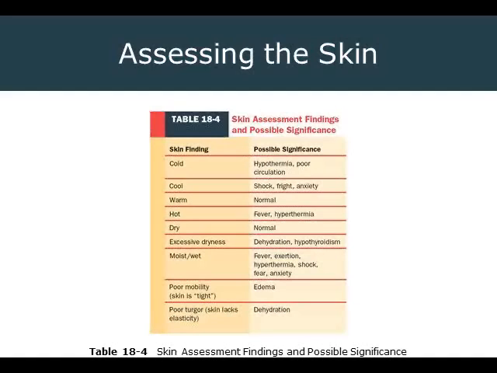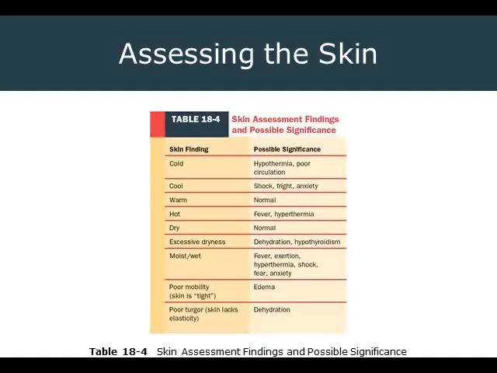Warm is fairly normal for us, and if you're going to truly consider their skin temperature, you really need to check it from the core. Checking the back of the hand or the forehead, which is constantly exposed, is probably not the best way to do this. Hot skin would be from a fever or hyperthermia. Dry, it's normal for skin to be dry, but excessive dryness could be dehydration or hyperthyroidism.